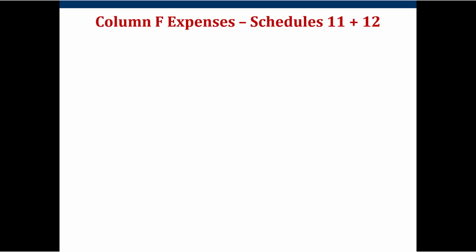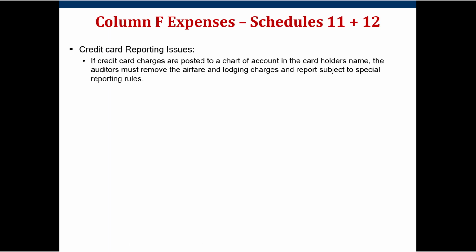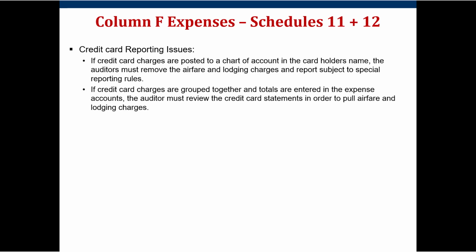Reporting issues that we have seen for credit card charges. If credit card charges are categorized to an account in the cardholder's name, the auditors must remove the airfare and lodging charges and report these separately in accordance with the special reporting rules for airfare and lodging. If the credit card charges are grouped together and the totals are categorized into expense accounts, the auditor will have to review the credit card statements in order to pull airfare and lodging charges out.